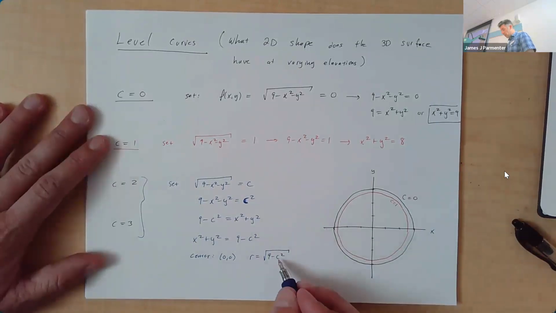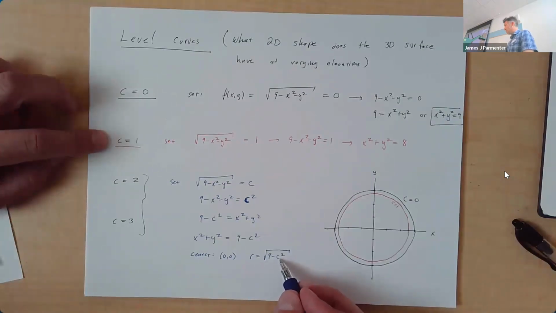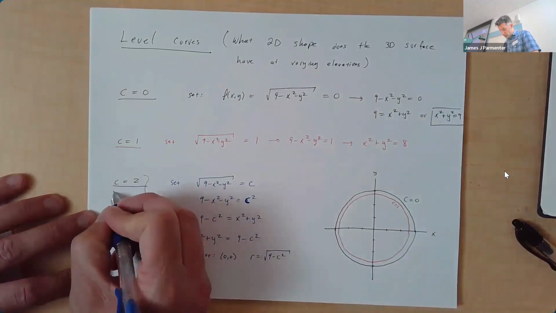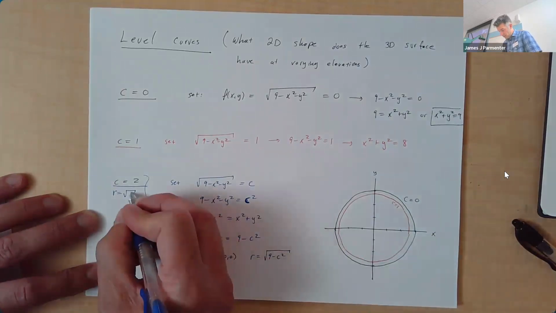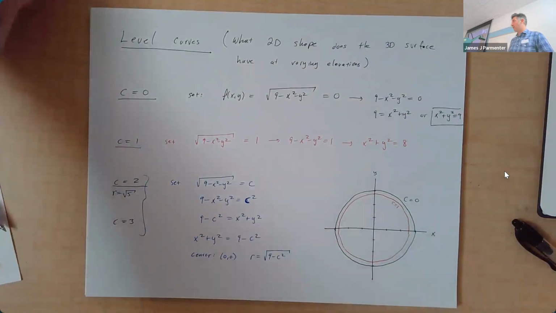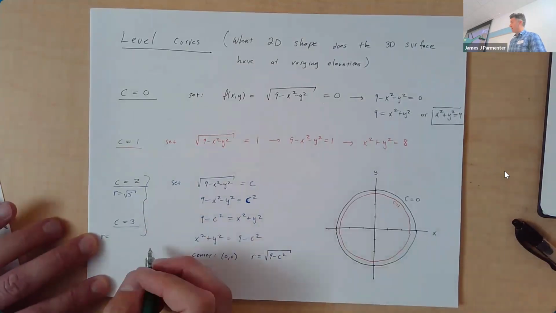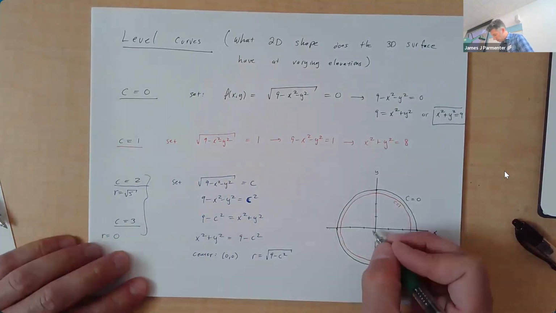So if c is 0, the radius is the square root of 9. If c is 1, the radius is the square root of 8. If c is 2, the radius is going to be the square root of 9 minus 4, which is 5. And if c is 3, it's not very exciting. The radius is going to be the square root of 9 minus 9, which is 0. Which means it's not really a circle, it's just like a tiny little point.